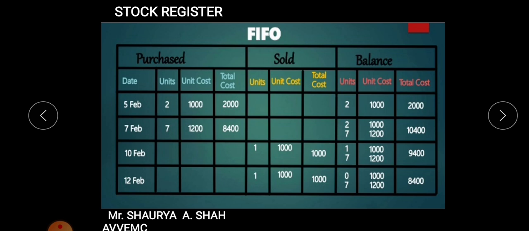How much is my closing balance? Now you need to understand. Earlier I had 2 units. From that I have taken out 1. So remaining is 1 at a price of 1000. And the next, the 7 which I purchased afterwards remains the same, right?